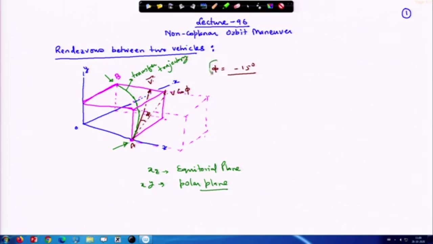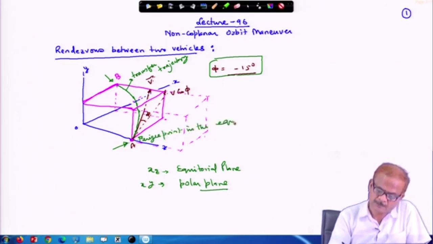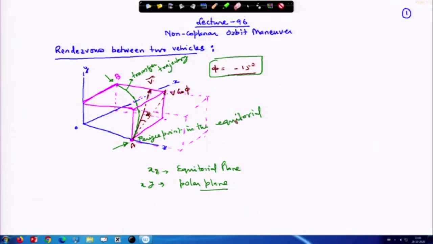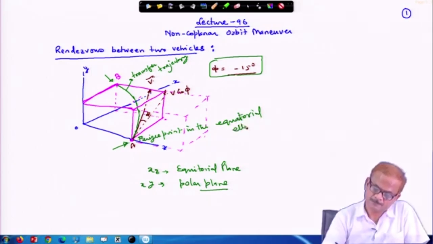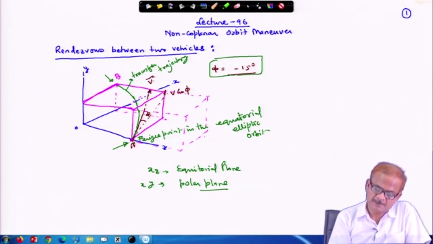Last time we saw that the flight path angle turned out to be minus 15 degrees. You can see where this minus 15 degrees is located from this place. This is the perigee point in the equatorial elliptic orbit. And at this point, the impulse delta v is given. So, delta v is provided here in this place.